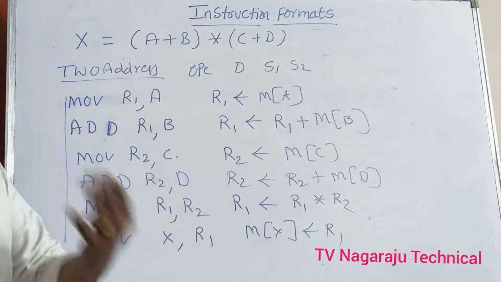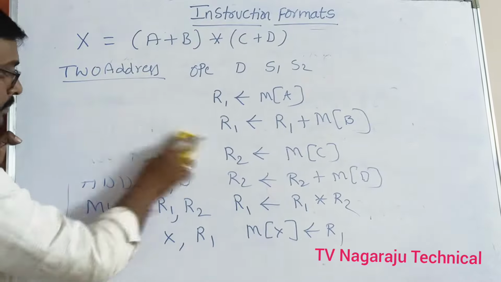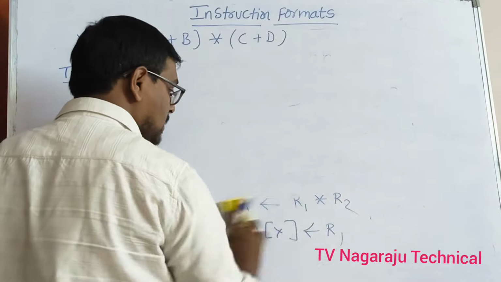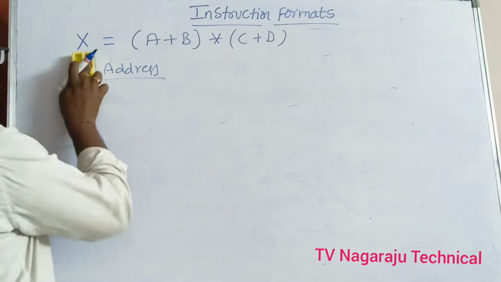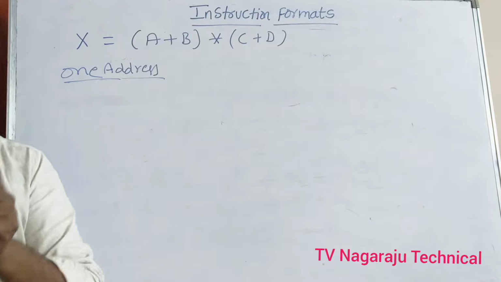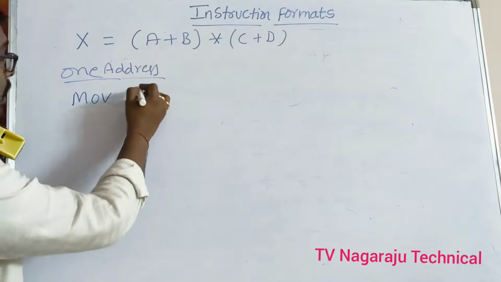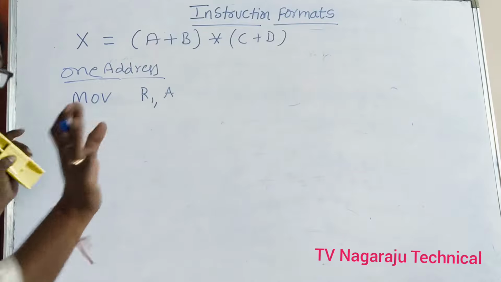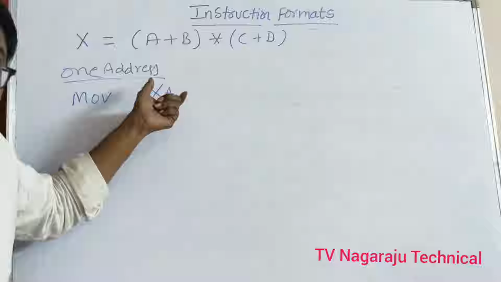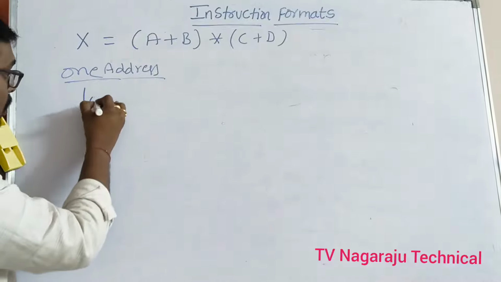Clear? Now, move to one address instruction. That means here I can use only one address. One address instruction in the sense I can use a maximum of only one address. So how do you perform this one address instruction? First, MOVE R1, A. If you write like this, it is obviously wrong, because it uses two address fields.